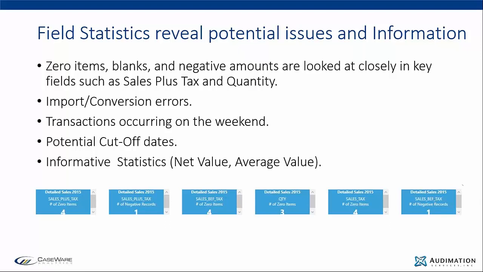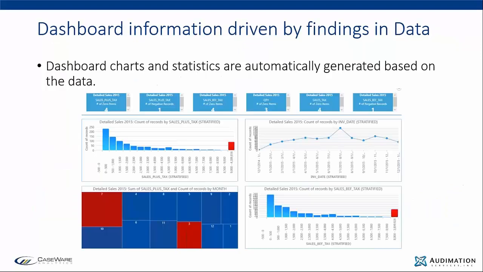If it doesn't find anything, let's say your database is completely perfect when it comes to these areas, then it's going to show you information. It'll show you things like net value or the average value. So not everything is bad. If it can't find anything, or based on its algorithm it doesn't really detect anything that's weird, it's just going to show you some information, just like you would if you were to create a dashboard yourself.